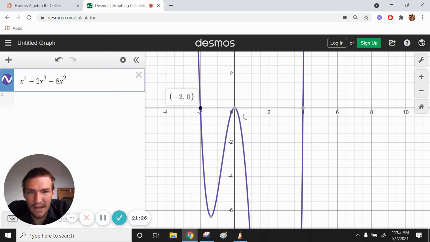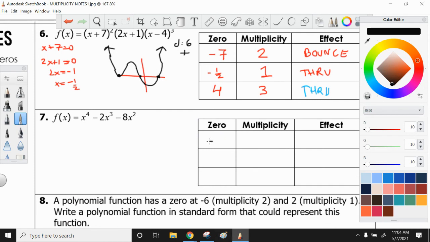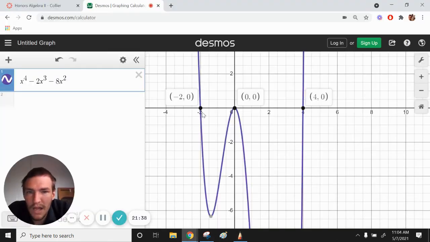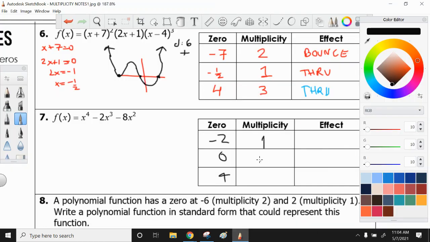I see that we've got an intercept at negative 2, 0, and 4. So I can go ahead over here and plug those in. Negative 2, 0, 4. Looking at my multiplicity, it looks like I've got odd here, even here, odd here. Because this is a bounce, so I know this is an even number of multiplicities. And I've got 4 total, so I need to have 1, 2, 3, 4. I need to have 2 here, 1 at each of those. And so it should look like this: 1, 2, 1, through, bounce, through.